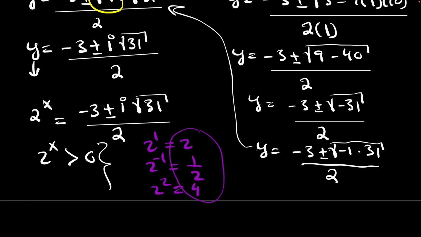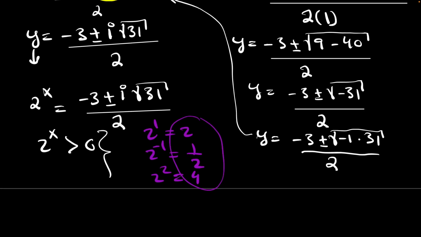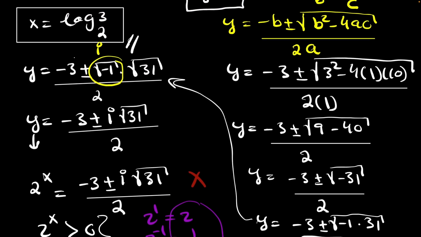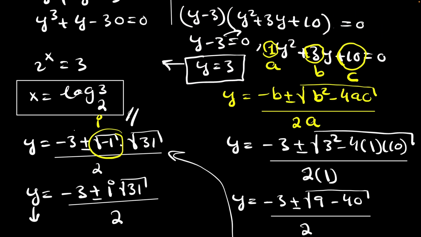So this solution is impossible, so it's not a solution for our answer. The only solution for our answer is this solution: x is equal to log of 3 to the base 2. So let's go and verify our answer. Is it correct or is it incorrect? Let's go and verify it.